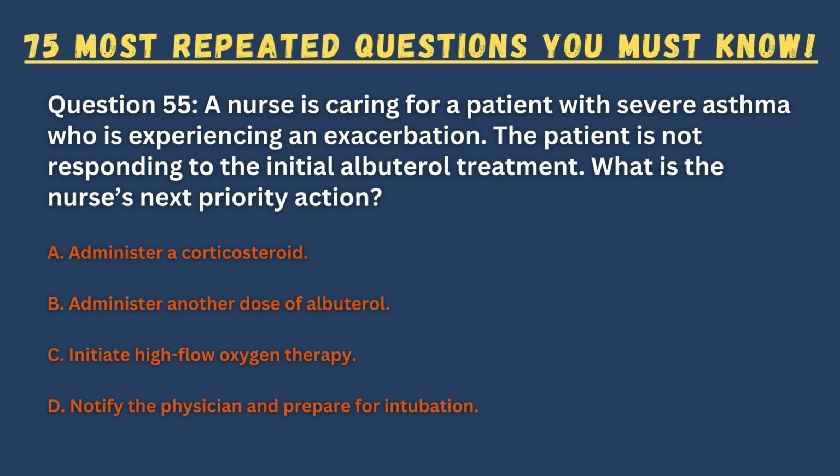Question 55. A nurse is caring for a patient with severe asthma who is experiencing an exacerbation. The patient is not responding to the initial albuterol treatment. What is the nurse's next priority action? A. Administer a corticosteroid. B. Administer another dose of albuterol. C. Initiate high-flow oxygen therapy. D. Notify the physician and prepare for intubation.